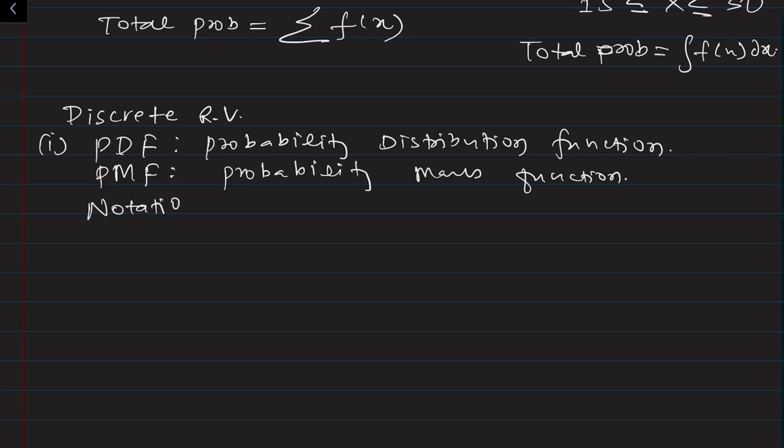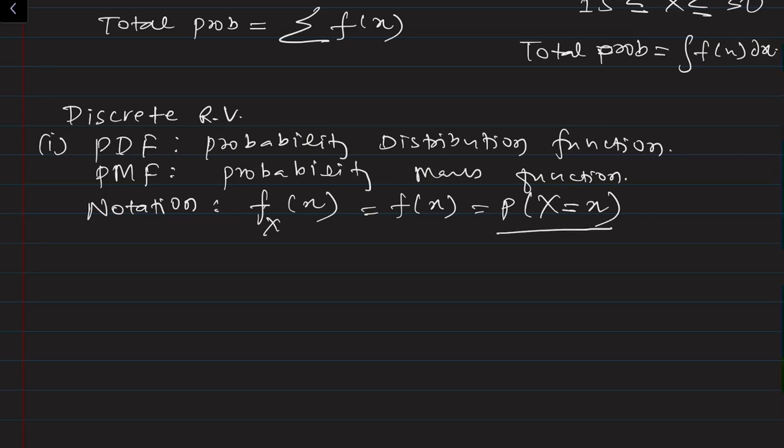Notation for PDF, we can use f of x. We can write like this as well, or we can use P of capital X. This is random variable and this is the point. So in discrete, PDF is basically the probability. This notation actually tells us the probability. So PDF in discrete tells us how the total probability is distributed among events or random variables.